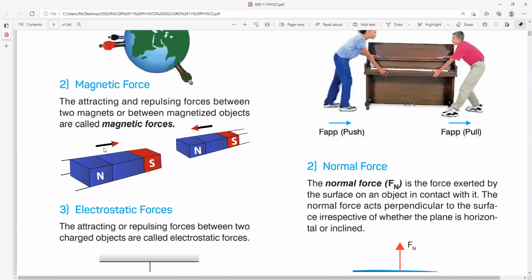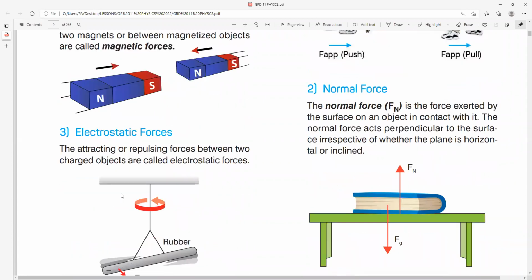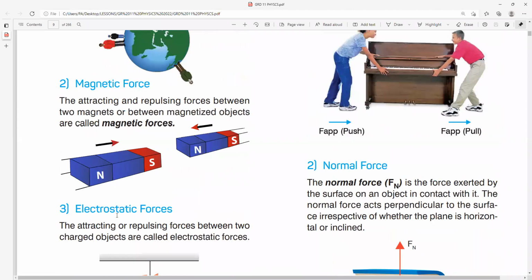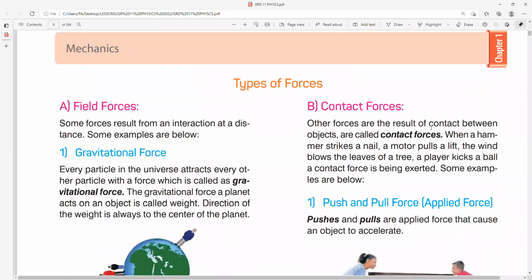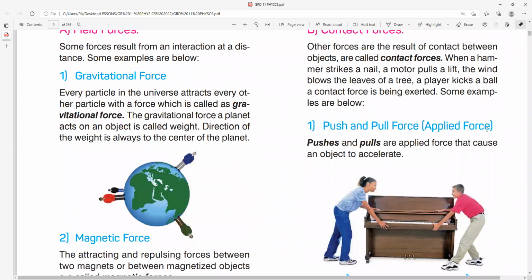But when you come to magnetic force and electrostatic force, not in this topic, mostly term 2 and term 3, we are going to learn. But field forces: we have gravitational force, magnetic force, and electrostatic force. When you come to contact forces, first one, applied force. If it is in the question, you can use it, otherwise leave it. So applied force, which one? Just apply on an object.